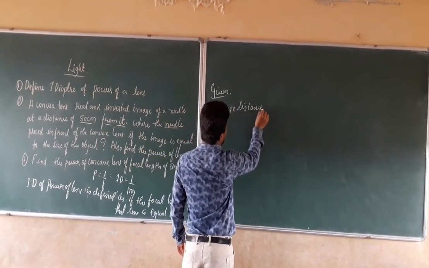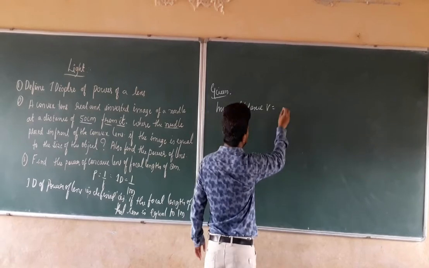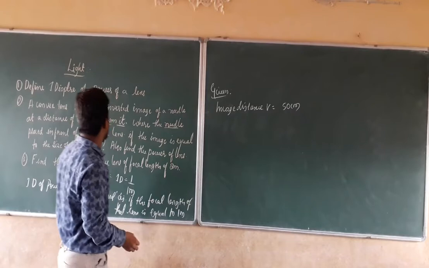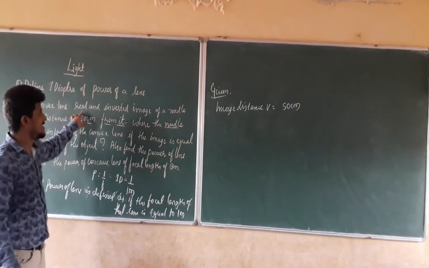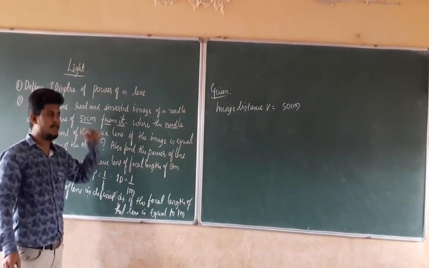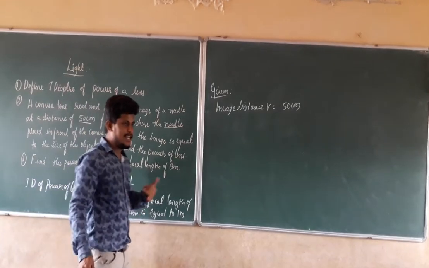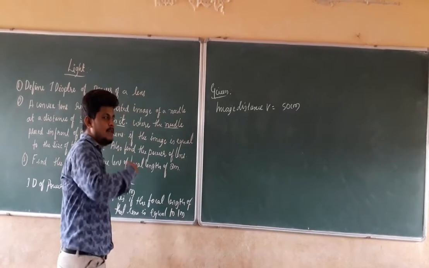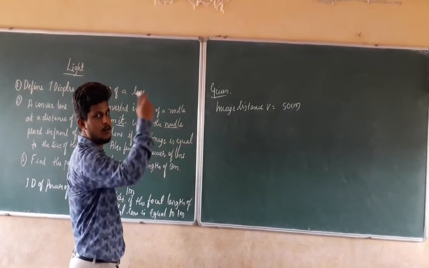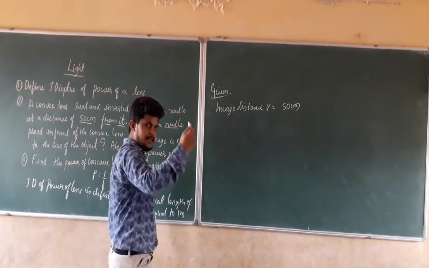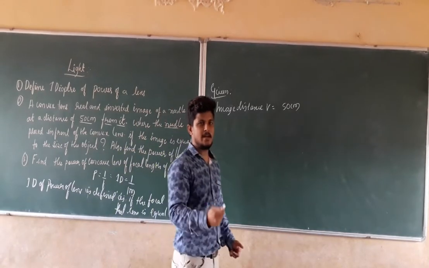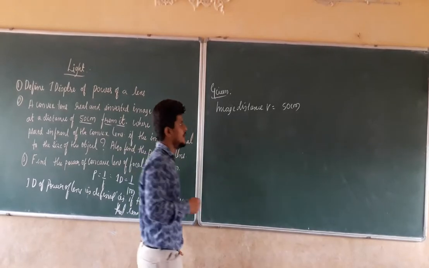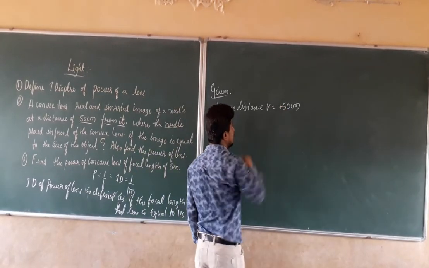Image distance v is equal to how much? It is given as 50 centimeters. The problem statement says a convex lens is going to produce a real and inverted image. If you remember the ray diagram, a real and inverted image in a lens is going to form on the right hand side. The values on the right hand side will be positive, so v is plus 50 centimeters.